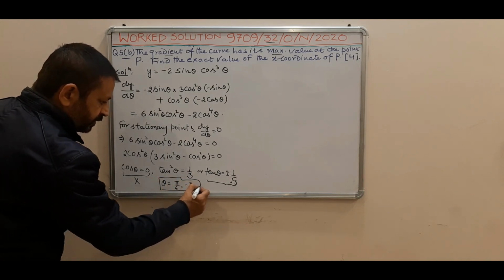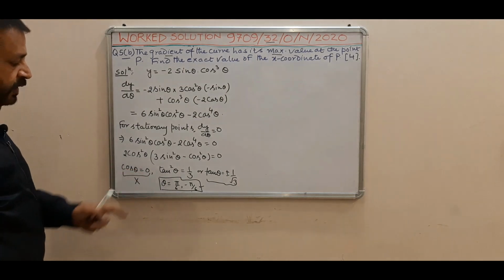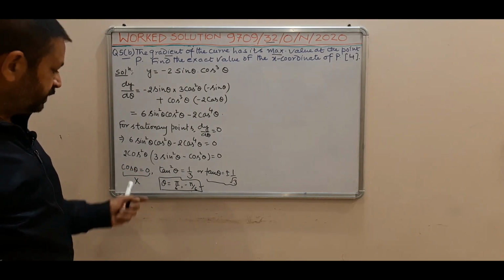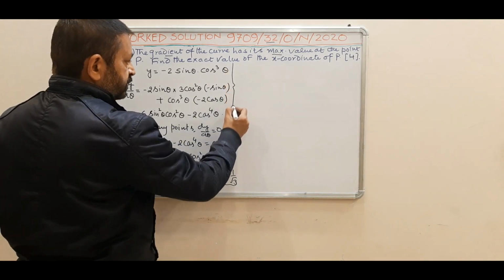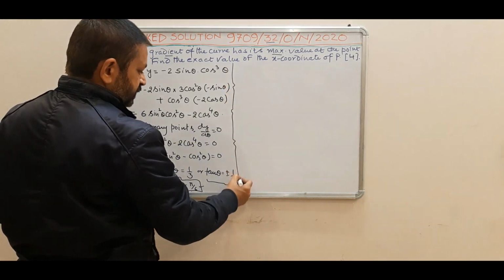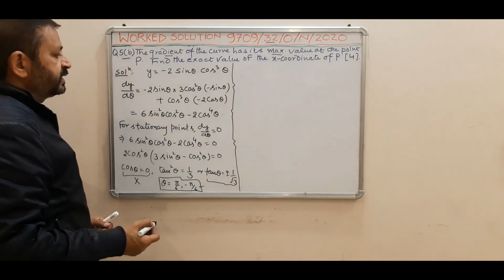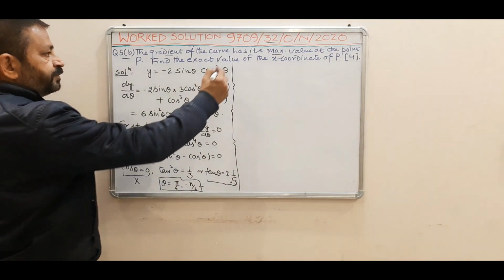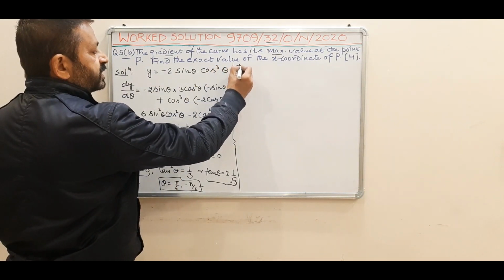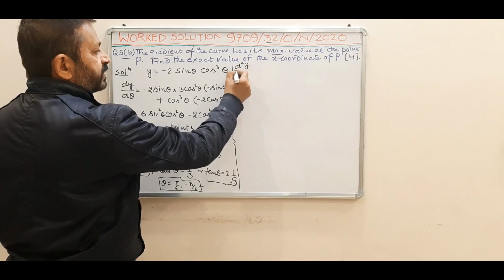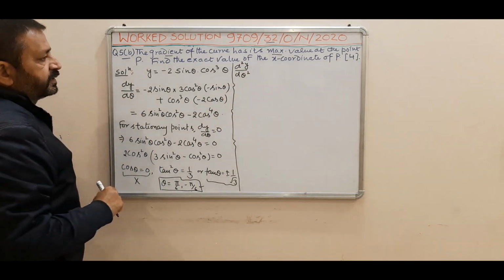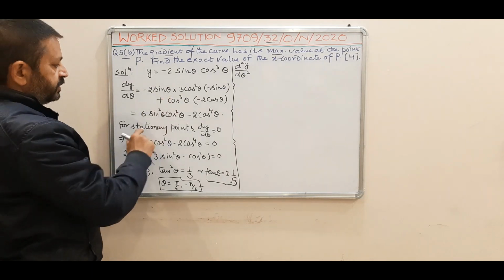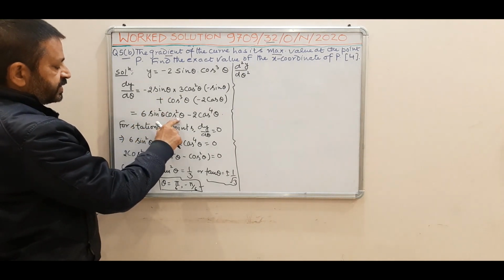Now we'll check for these 2 points which value will give a maximum and which one will give a minimum. For that we have 2 rules: the first derivative rule and the second derivative rule. I'm using the second derivative rule. So first I will find the second derivative of this dy by d theta. It was 6 sine square theta cos square theta.